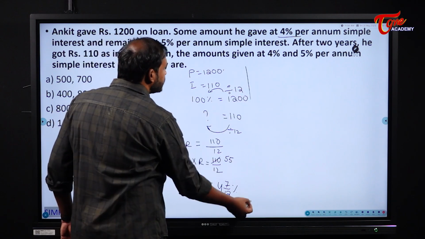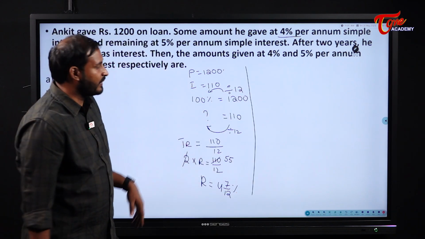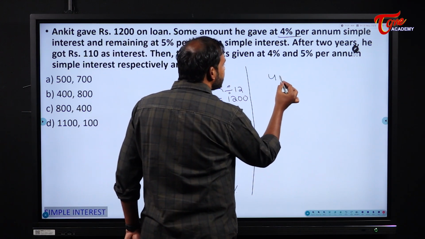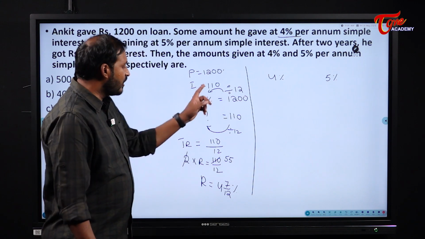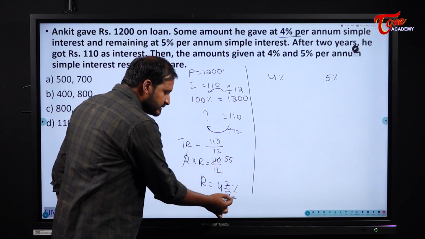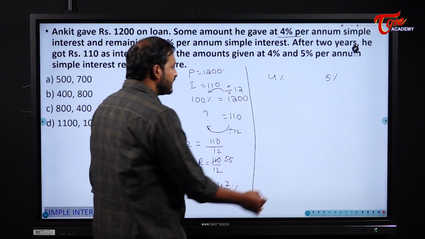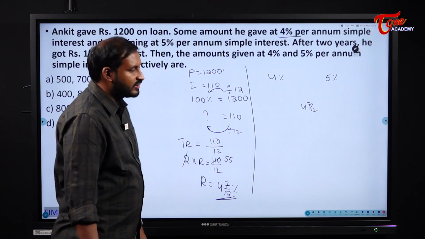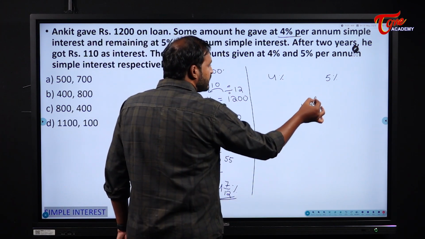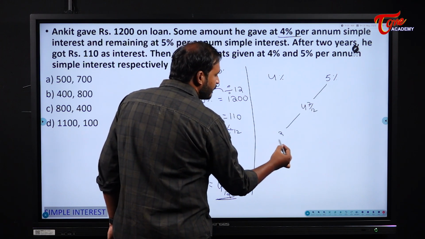But now please come to this one. He is giving it at 2 different percentages. What are they? 4% and 5%. Due to this 4% and 5%, on an average he is getting how much returns? On an average, he is getting a return of 4, 7 by 12. Now tell me what is the difference between these two?